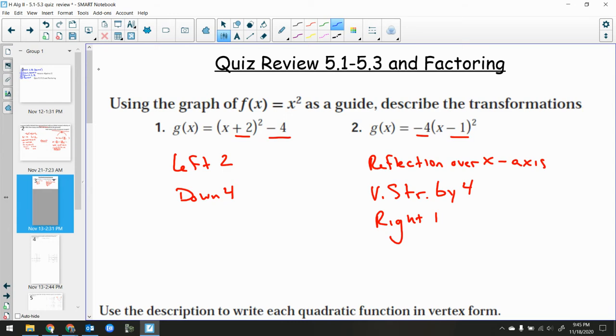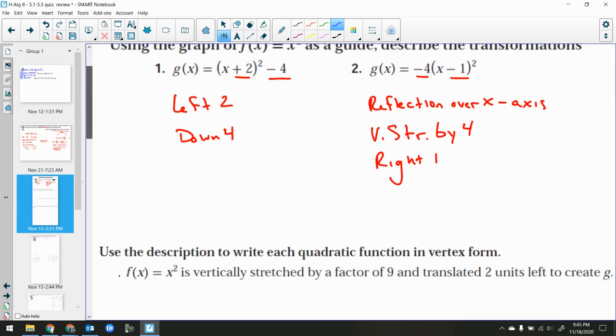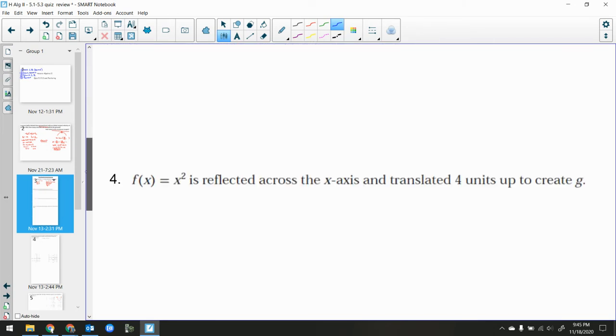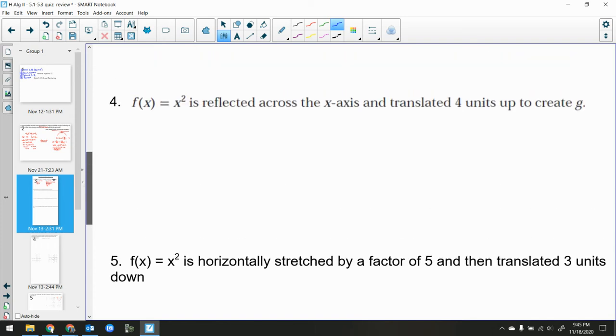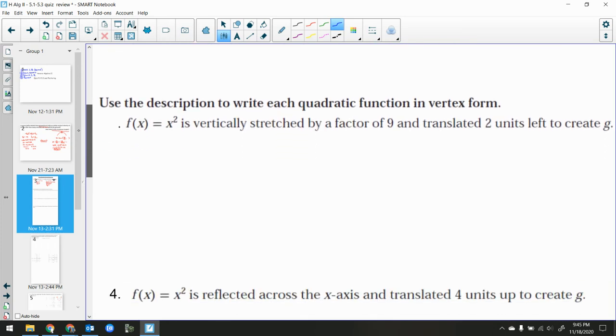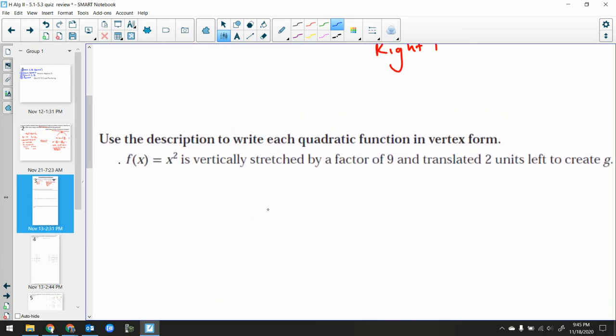Let me just see if it's vertical, horizontal. Okay, so I am going to do a horizontal down there. I'll just talk about it down there. Use the description to rewrite each equation in vertex form.